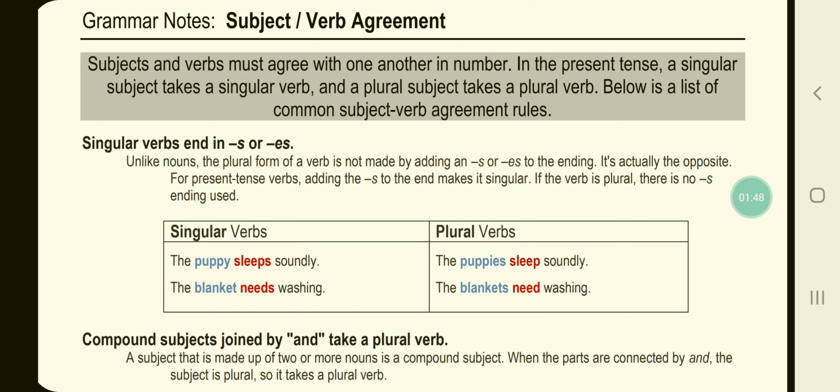For example, singular verbs. The puppy sleeps soundly. Whereas if we use the same in plural, you will see the puppies sleep soundly. So children, the addition of s in a verb does not make it plural.